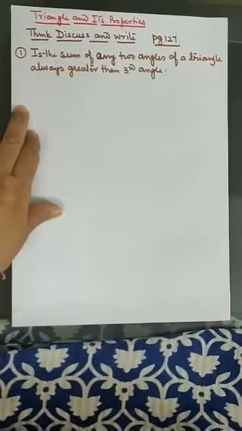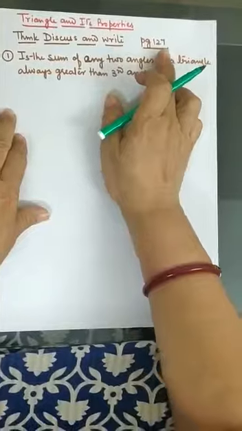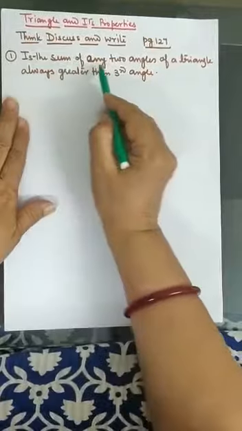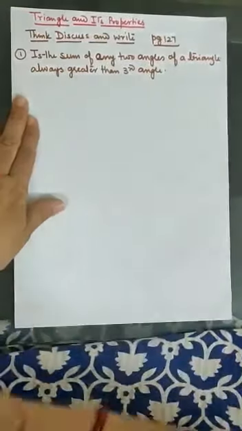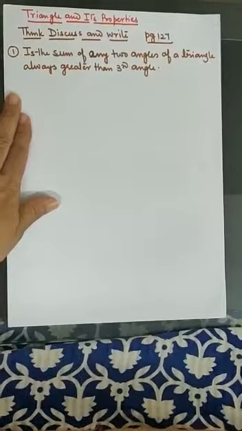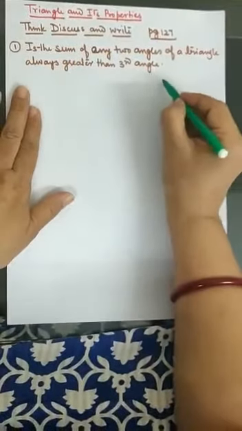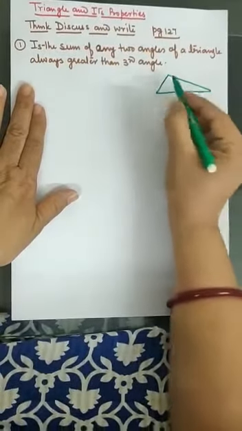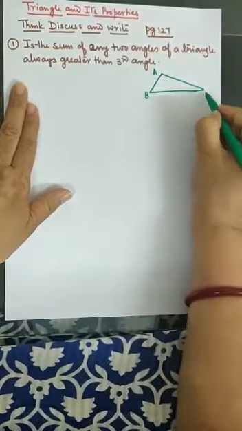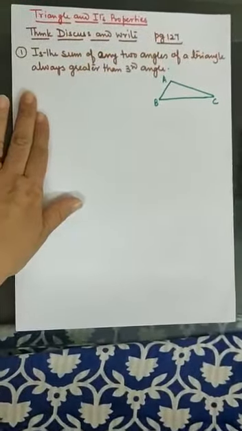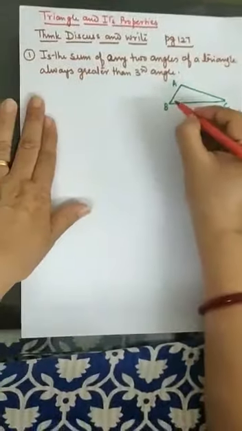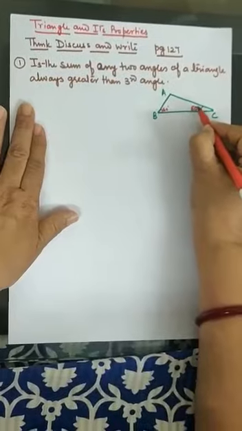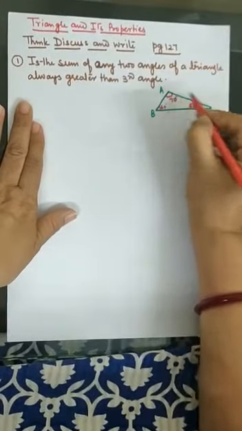Yeah, children, today let us start think, discuss and write on page number 127 on the topic triangle and its properties. The question is: is the sum of any two angles of a triangle always greater than the third angle? Okay. Let us draw a triangle. Let it be A, B and C. Let this angle be 60 degree, this angle be 50 degree and let this angle be 70 degree.